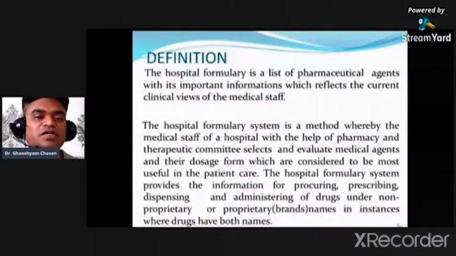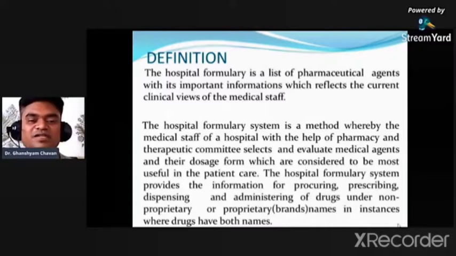Now, the definition. The hospital formulary is the list of pharmaceutical agents with its important information, which reflects the current clinical views of the medical staff. Now it contains the list of drugs, and the drugs which are used for various diseases in various conditions. So that information needs to be enclosed in that typical hospital formulary.